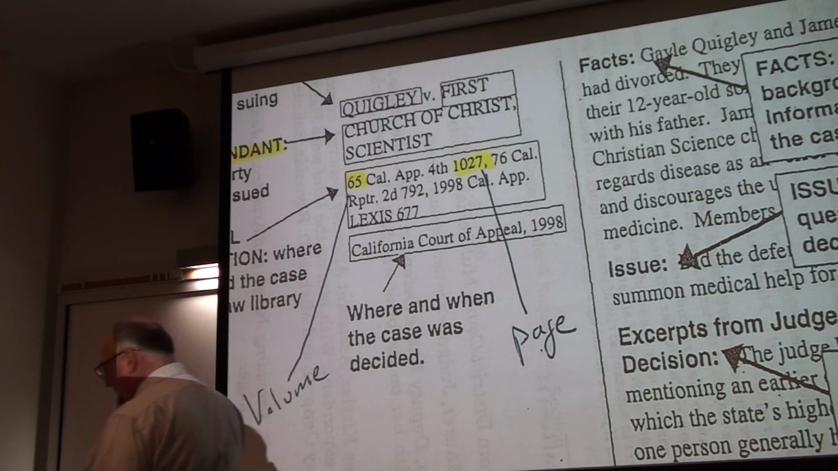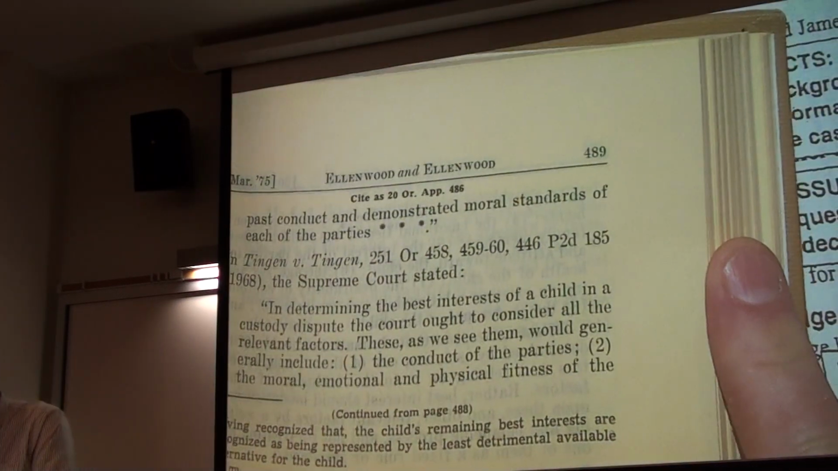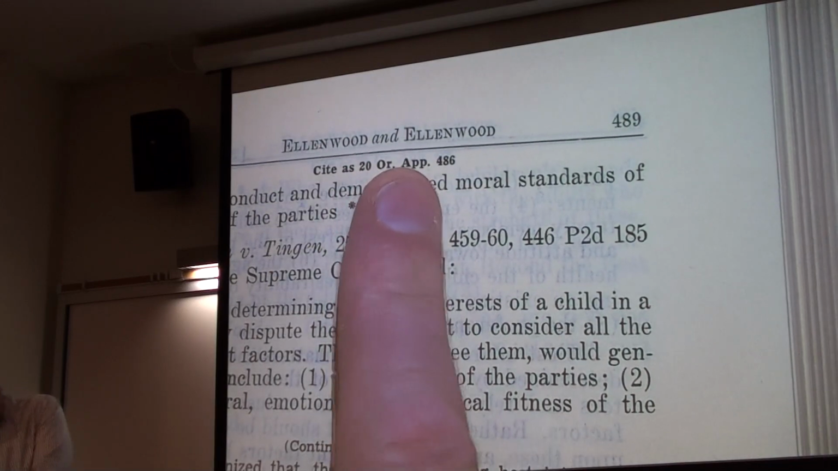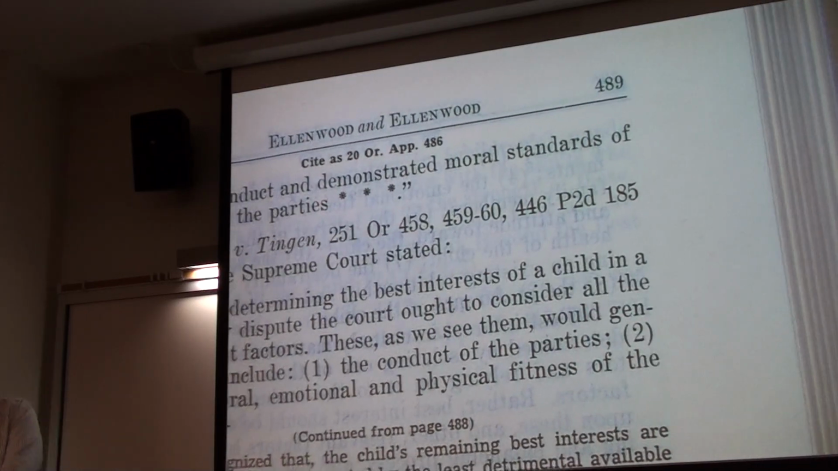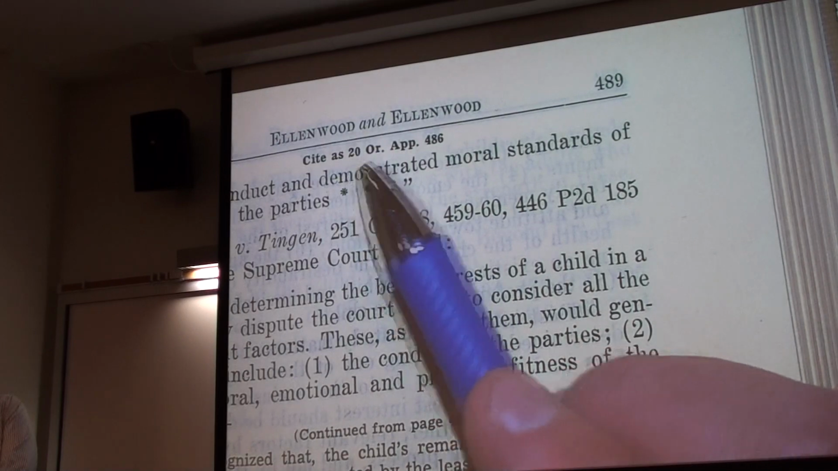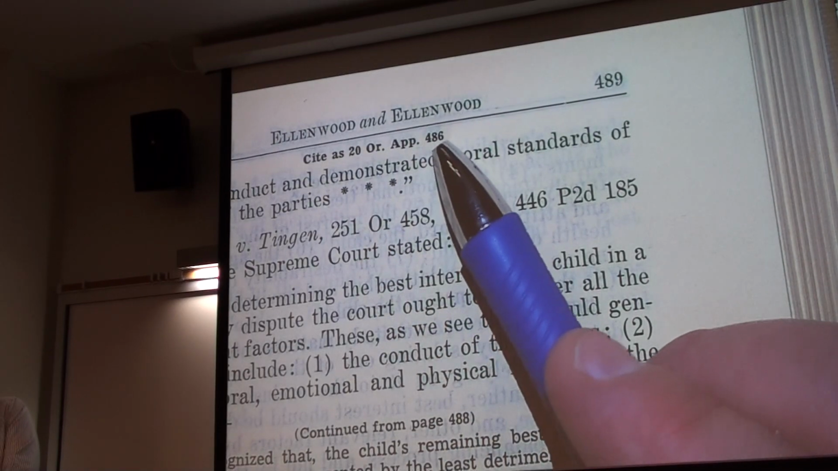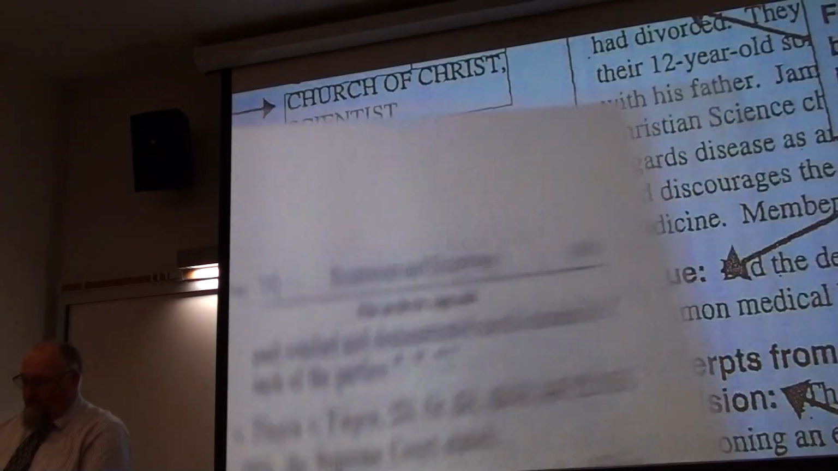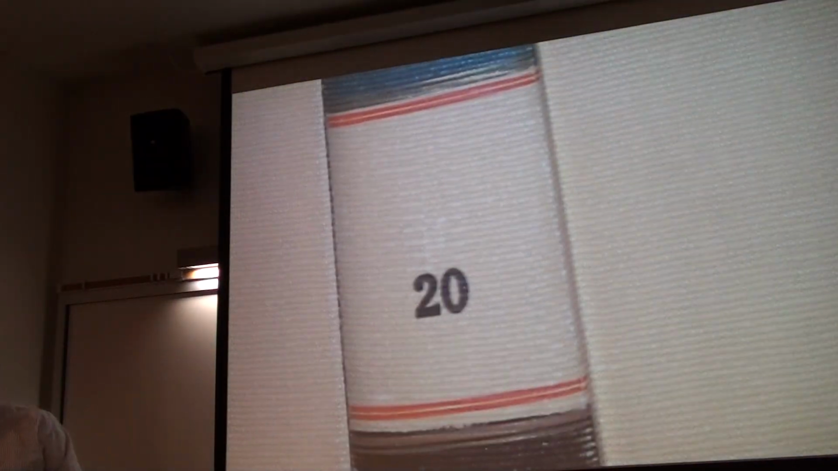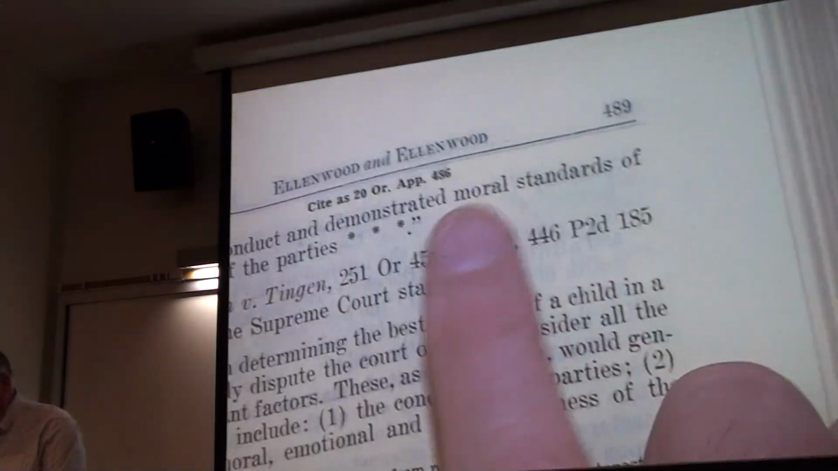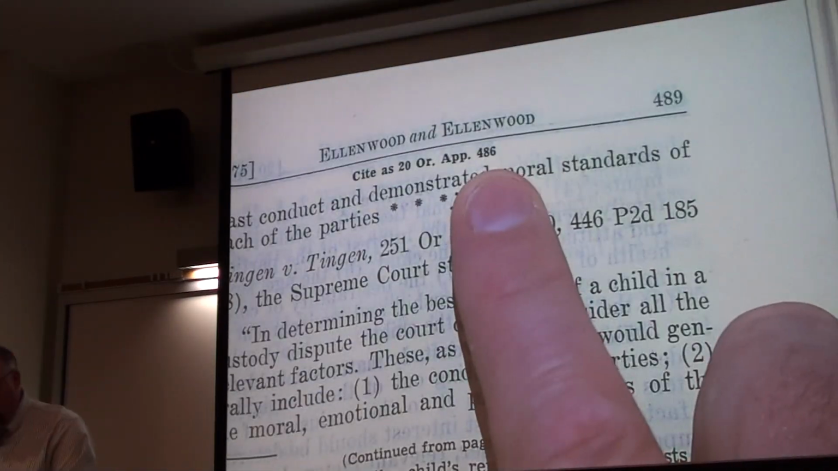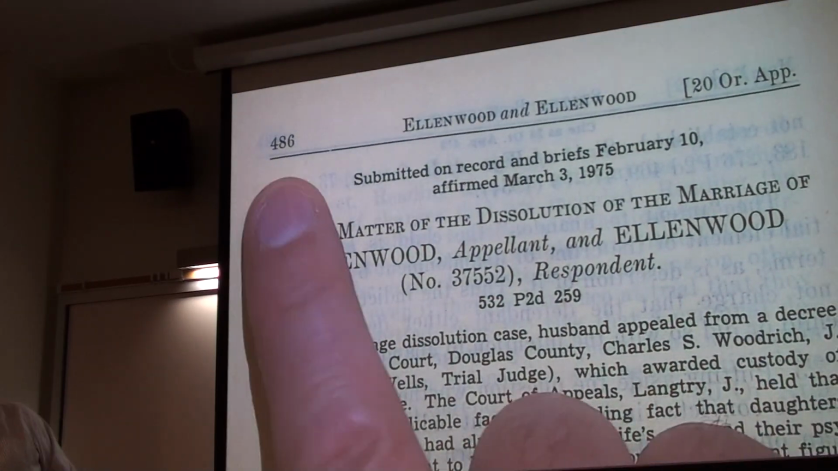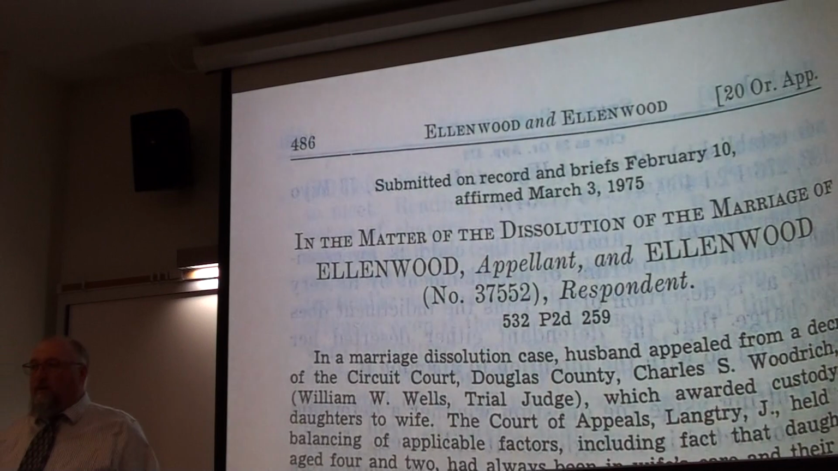So let's look at a real world one again. All right, here we have Ellenwood and Ellenwood. This must be a divorce case. So 20 Or App 486. So 20 would be the what? Volume. Volume, right? Volume 20. And then the second number, 486, that's the page number right here, where the case begins. So that's how you find it in the real world.